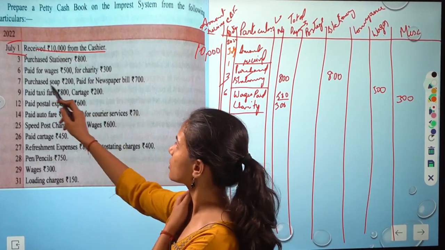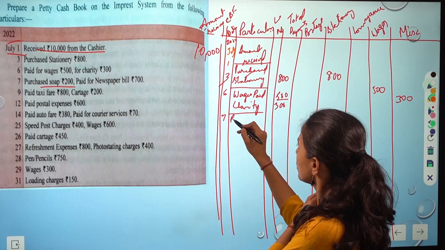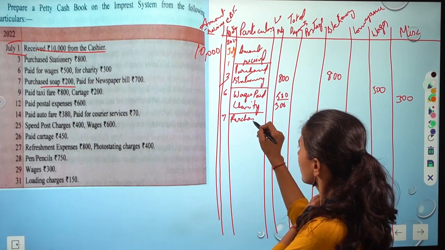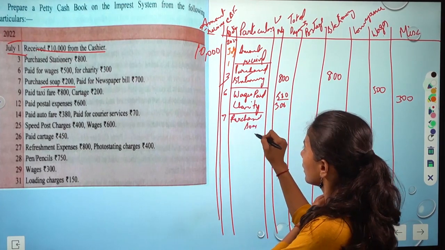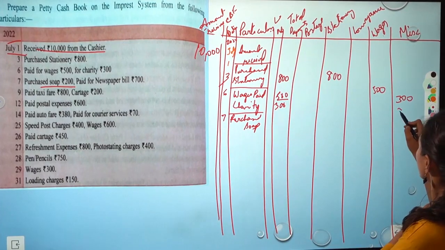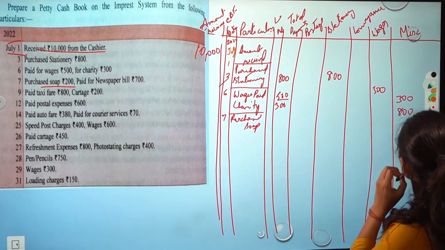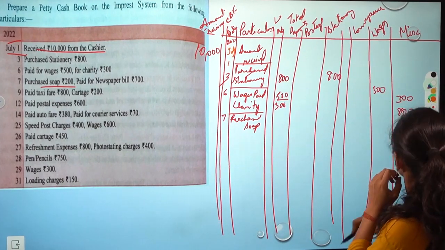Next, we have purchased soap. This is also miscellaneous. This is for 7. So purchased soap. How much is the amount? 800. So we will put it under miscellaneous. Okay, one more thing is there, cartage. So cartage, let's make it here.